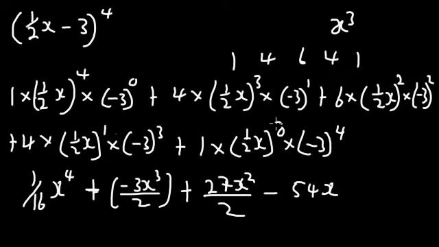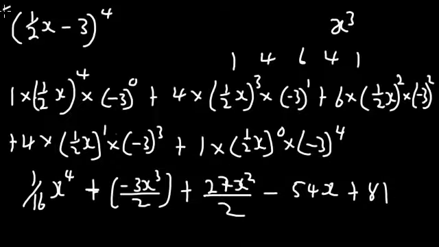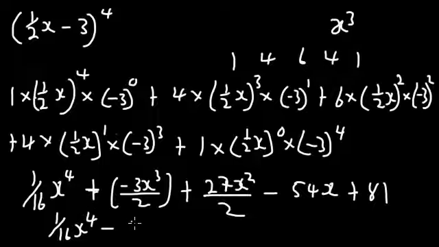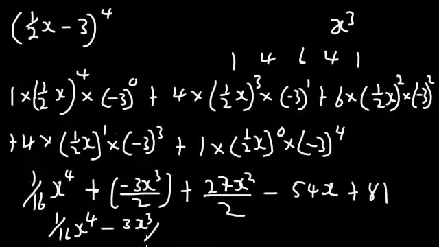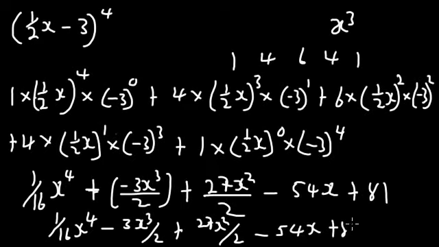And finally, this one is to the power of 0. It has gone. Negative 3 raised to the power of 4 is simply positive 81. And this is the expansion of this binomial. Now, these can affect themselves. Then we have our final answer simplified to 1 over 16x to the power of 4 minus 3x cubed divided by 2 plus 27x squared divided by 2 entirely minus 54x plus 81.